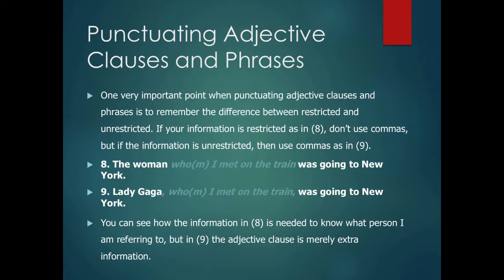Well, how about punctuating adjective clauses and phrases? One very important point when punctuating adjective clauses and phrases is to remember the difference between restricted and unrestricted. So if your information is restricted, as in sentence 8, don't use commas. But if information is unrestricted, then use commas, as we see in 9.